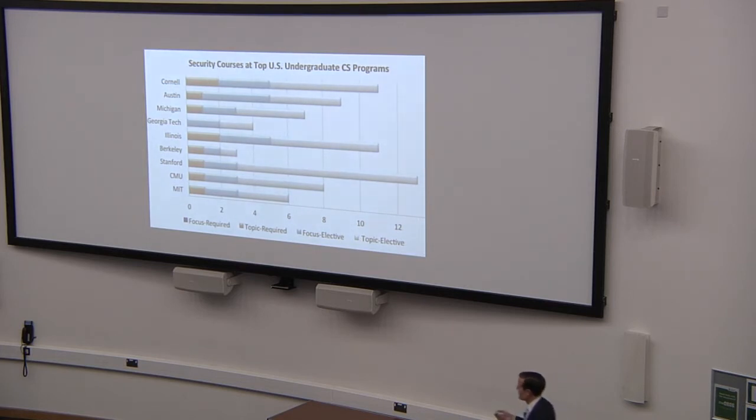And the important color is, the other ones are interesting, but the really important color here is dark blue. How much dark blue do you see on the graph? It's hard to see, maybe. None. There's no dark blue on the graph. Dark blue is a required course with a focus on security.